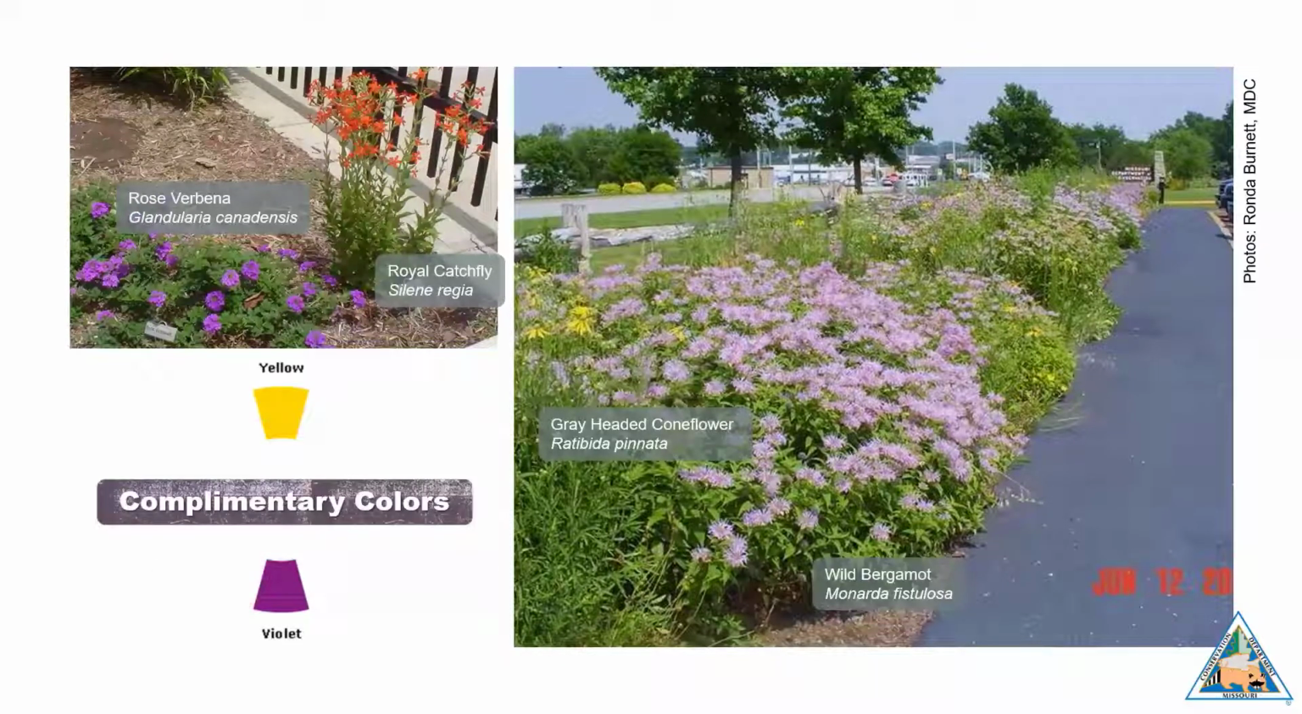Colors opposite each other on the color wheel are complementary colors. And the yellow is complementary to the violet, and you can see this in the photograph on the right. We've got the yellow bloom of the gray-headed coneflower next to the purple bloom of the wild bergamot. And they do look really nice next to each other.